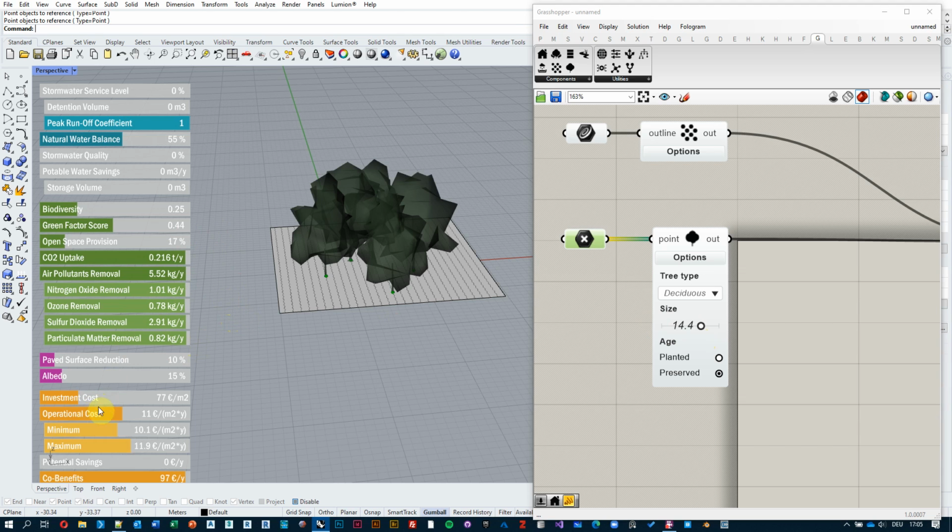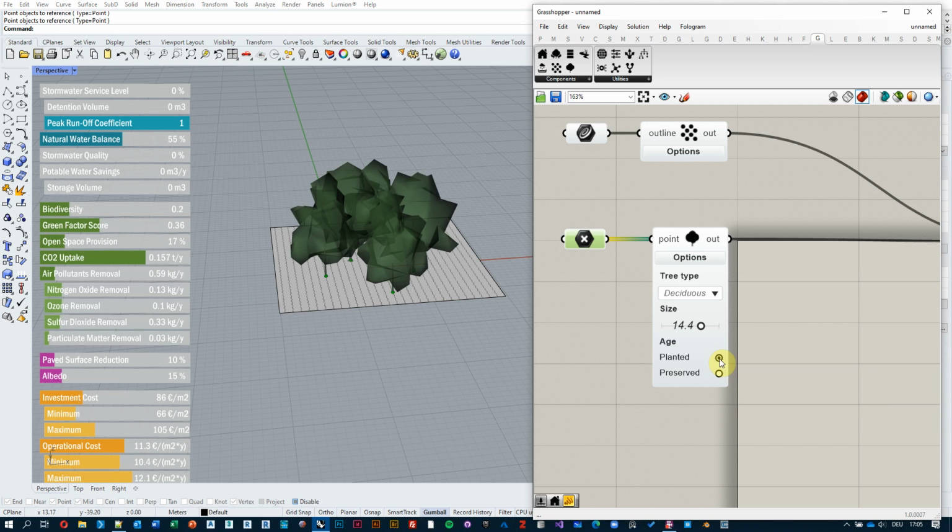You can also see that in terms of investment costs, for example, if we're talking planted trees, our investment costs are higher, preserved are lower, but operational cost doesn't necessarily change, or it does change very slightly, but it's very, very similar.